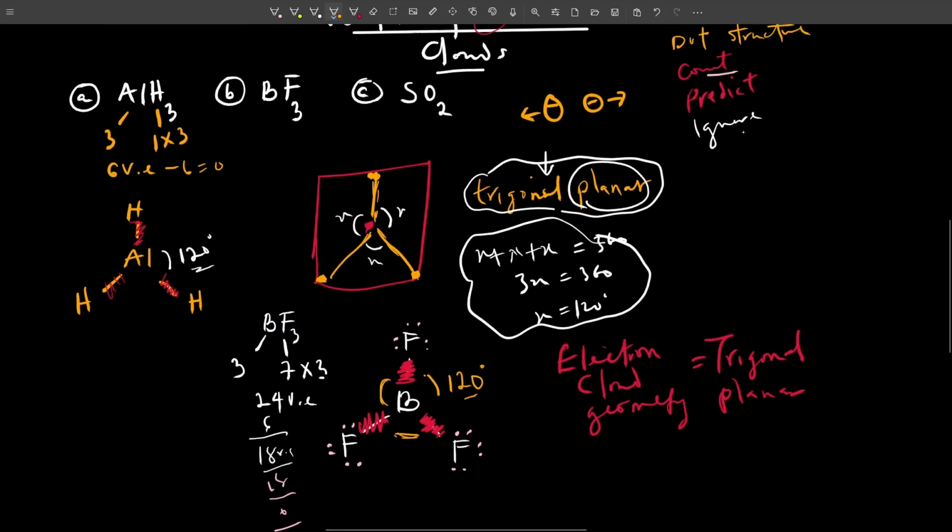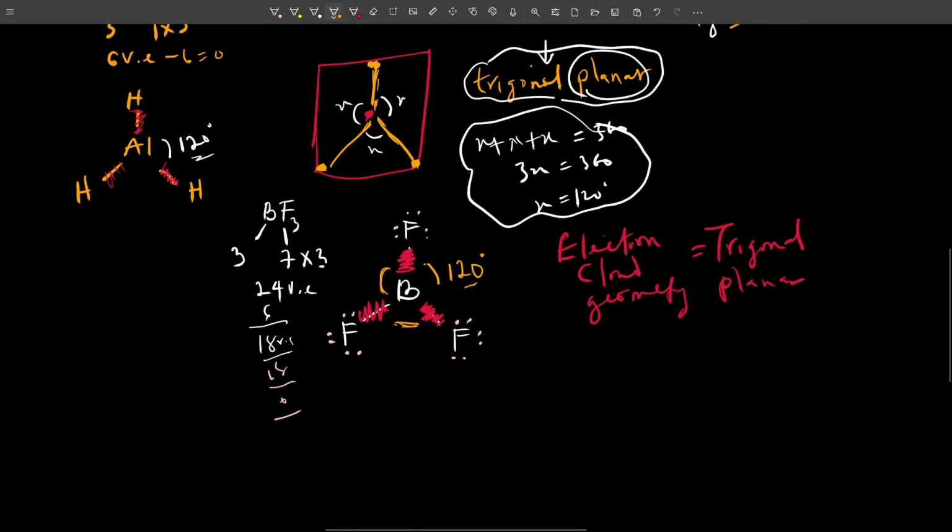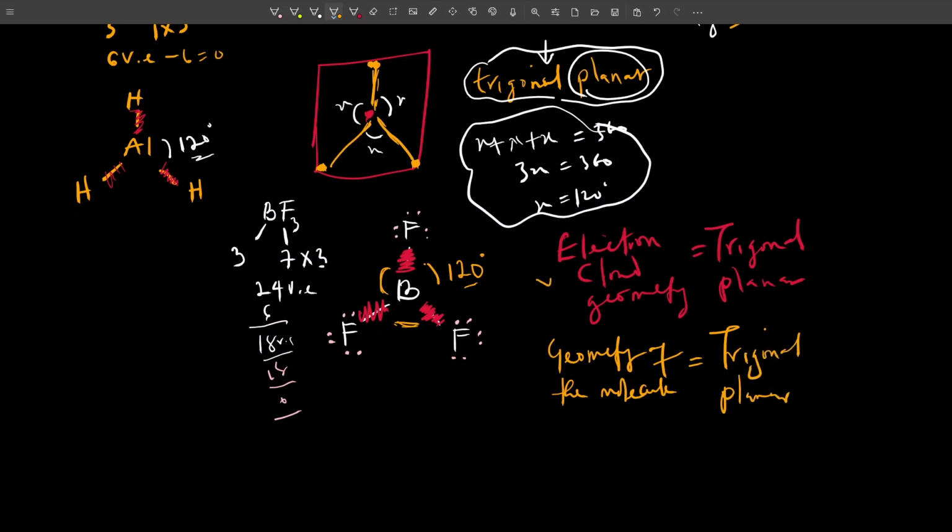The last step says you should ignore the lone pairs. Is there any lone pair on boron? No lone pair. So hence, the geometry of the molecule is trigonal planar. So I don't want you to confuse electron cloud geometry and geometry of the molecule. They're quite different. So you have to ignore the lone pairs on the central atom to get the geometry of the molecule.